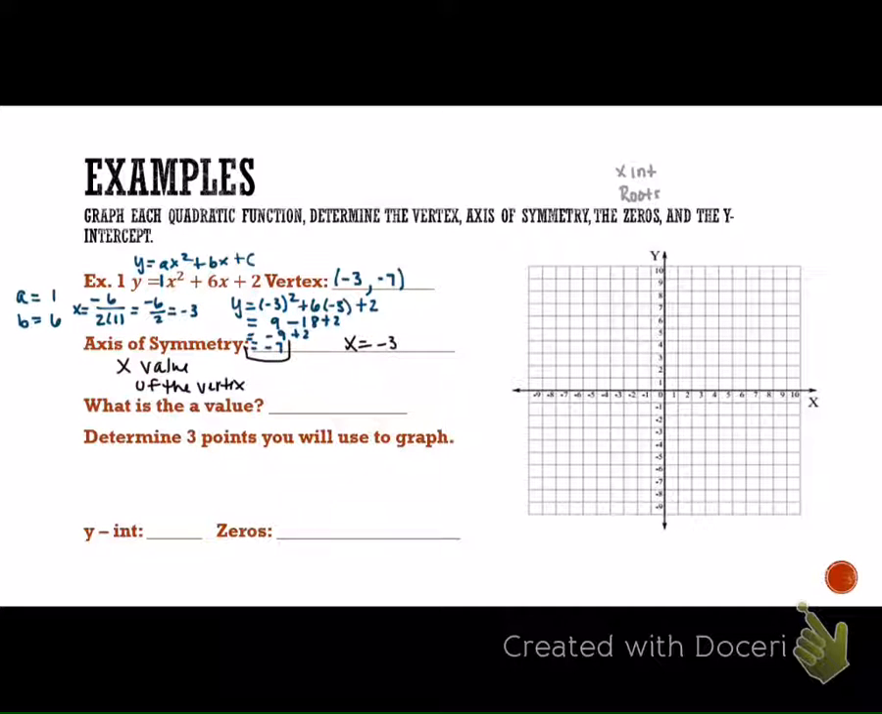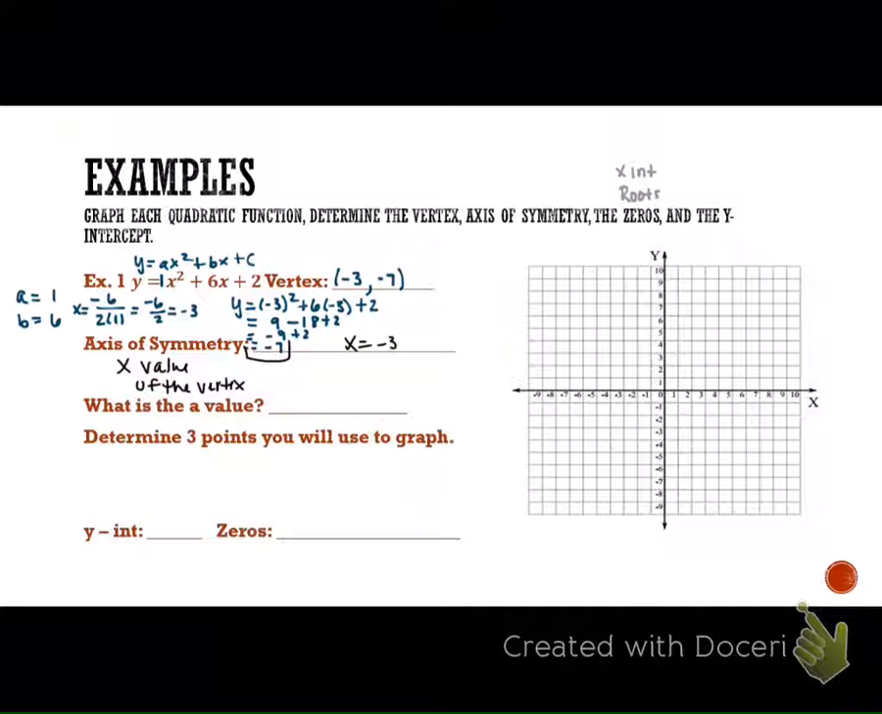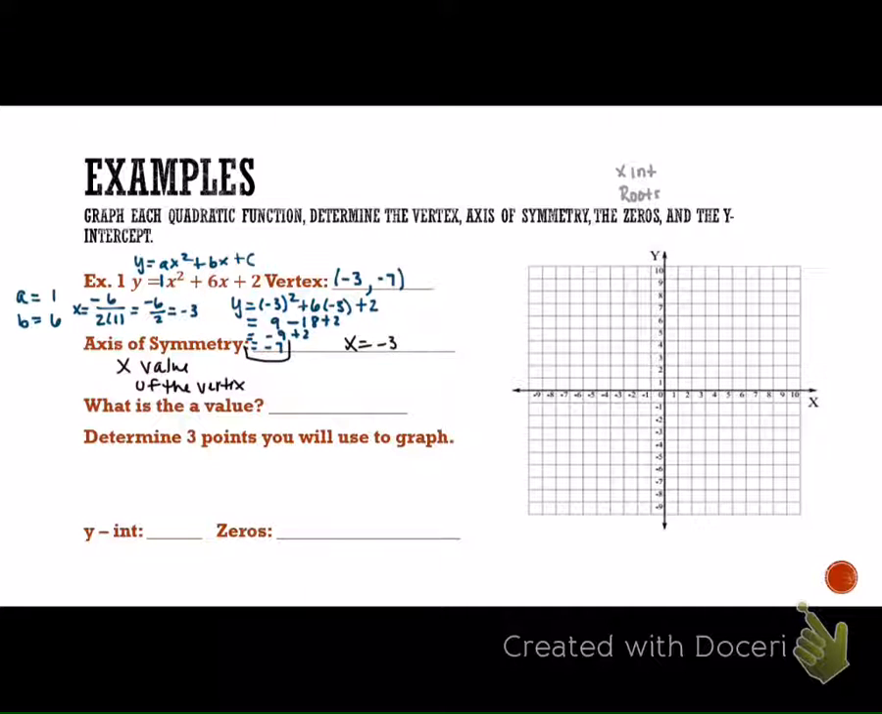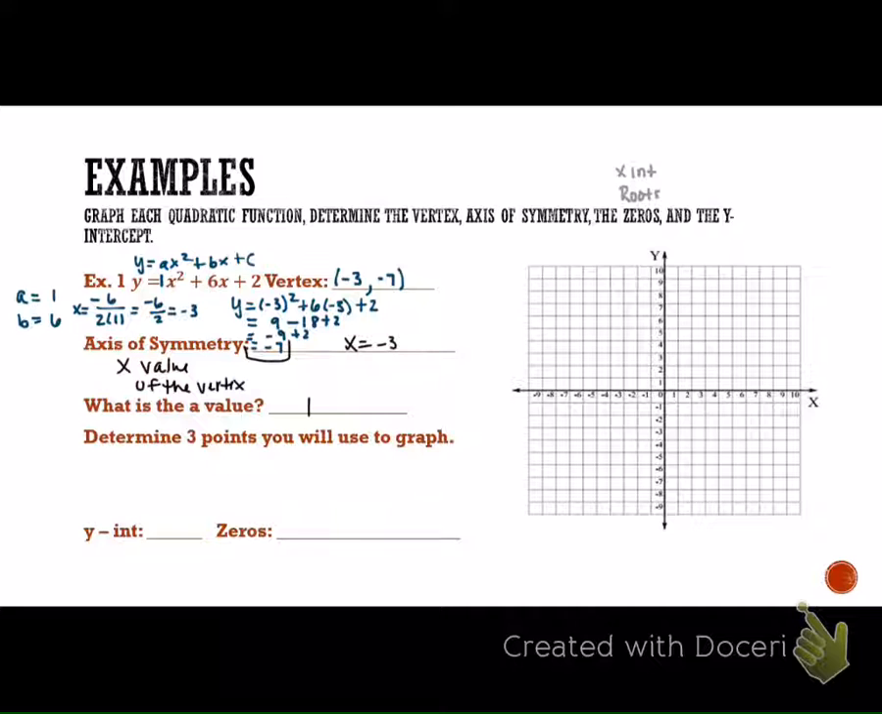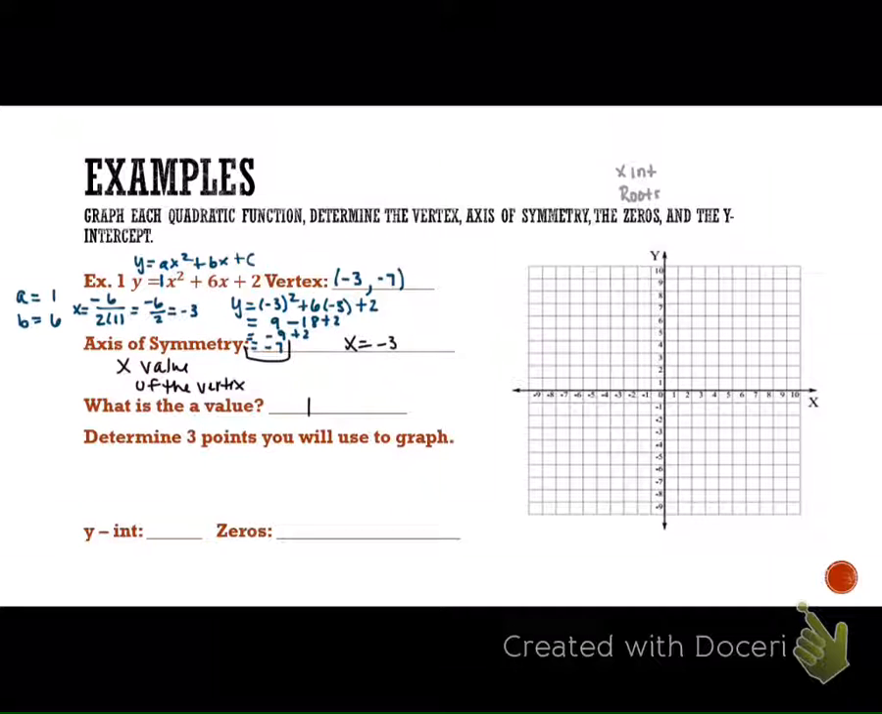What is your a value? You can look up here how I put ax squared plus bx plus c. What number is in front of it? 1. So our a value is 1. This is our multiplier. This is the multiplier when you go to do the pattern. When you multiply by 1, does it change anything? No. So will it stretch or compress it from the parent? No.